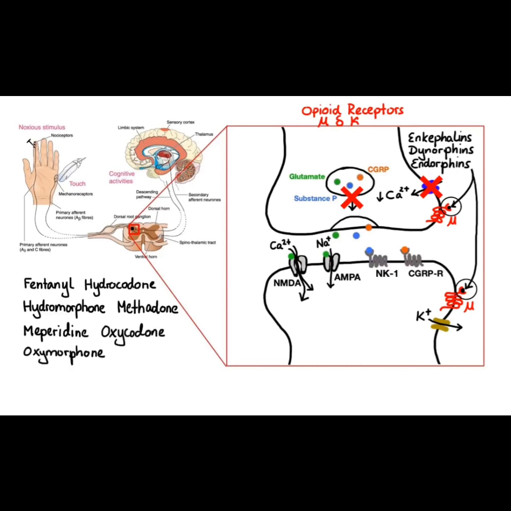As a side note here, it's important to note that methadone is not only a potent mu receptor agonist, but also a potent antagonist of the NMDA receptor, as well as norepinephrine and serotonin reuptake inhibitor. These properties make methadone useful for treatment of both nociceptive and neuropathic pain.